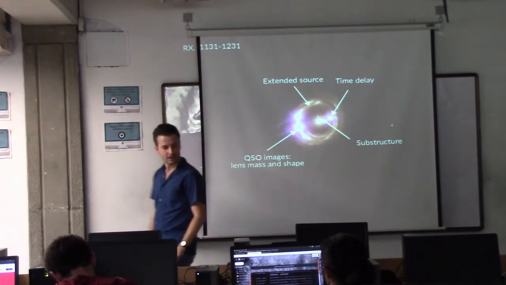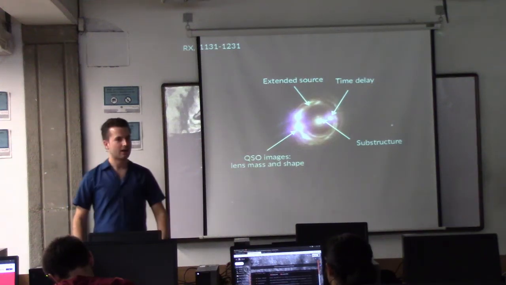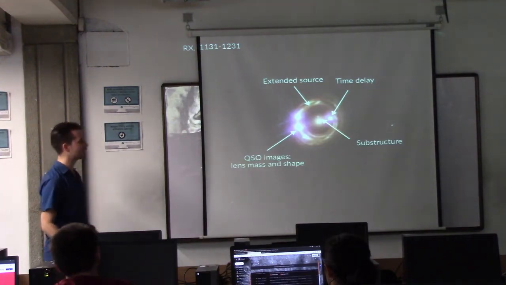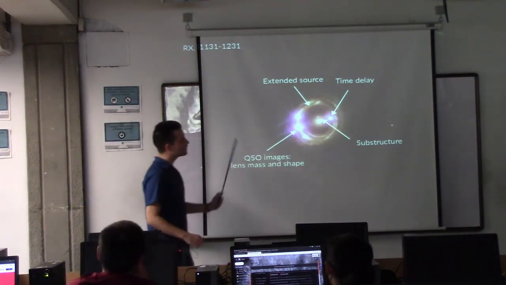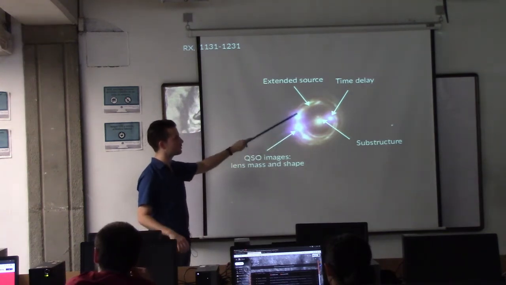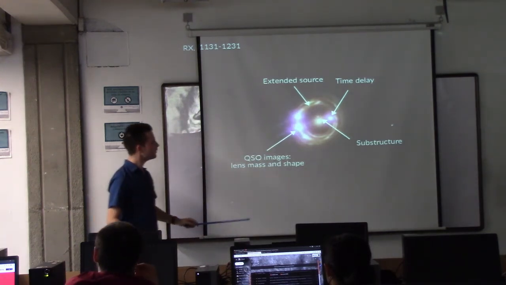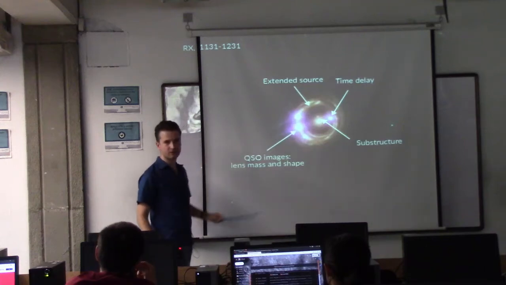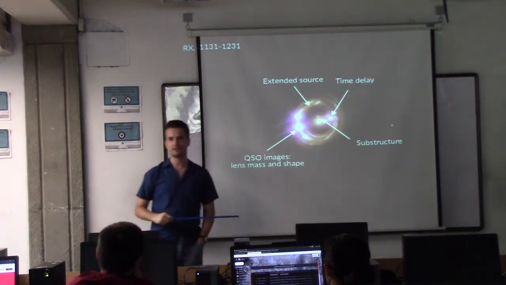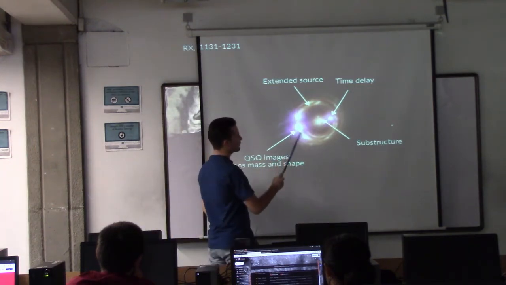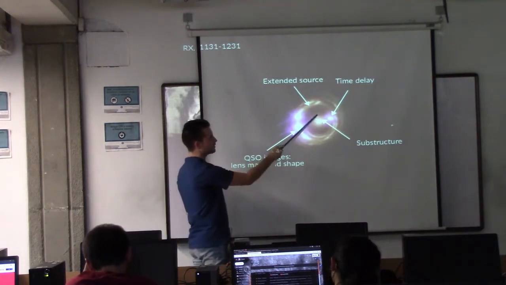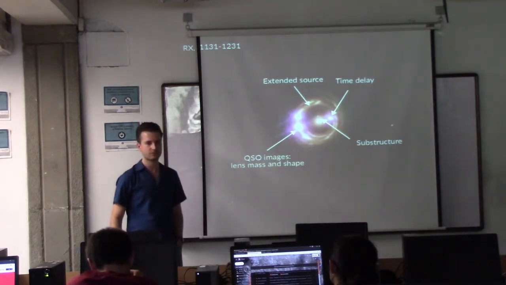On the very first day, I showed this image of RXJ1131. I think it's one of the most beautiful gravitational lenses. And I said that throughout this course, we will try to explain it. We will try to understand why it has four quasar images. We will try to understand where these images are with respect to the lens. We will talk about its extended Einstein ring, and whether these images vary in time and how they do, and we will talk about what influence this small satellite galaxy might have on what we observe.